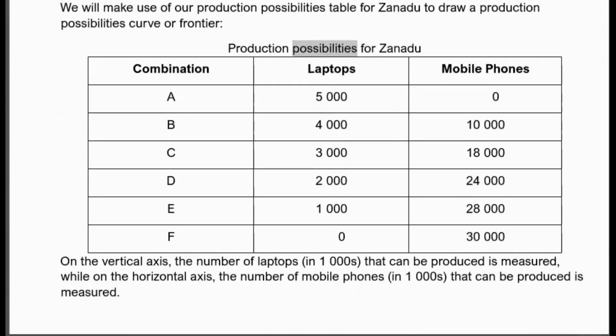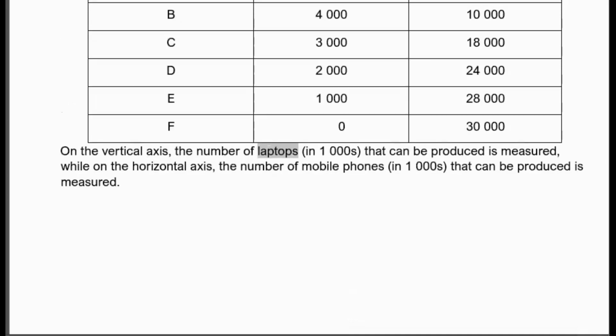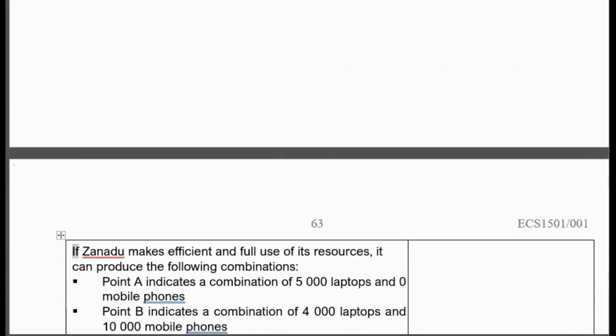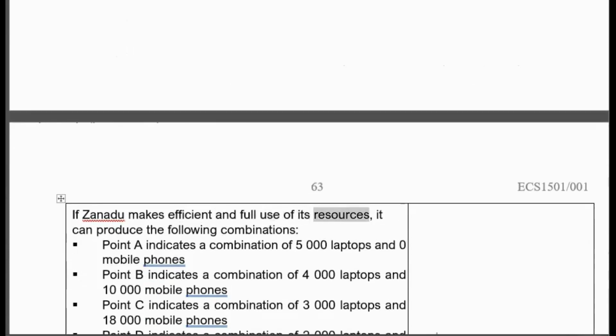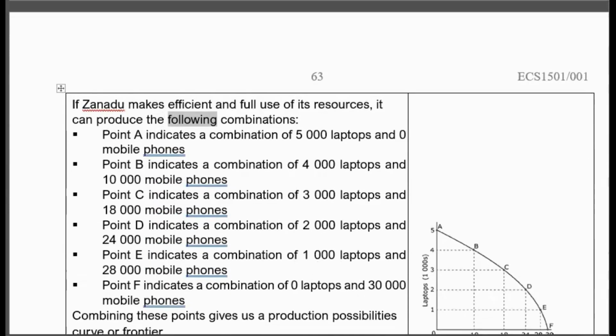Production possibilities for Xanadu. Combination. Laptops. Mobile phones. On the vertical axis, the number of laptops, in 1000s, that can be produced is measured, while on the horizontal axis, the number of mobile phones, in 1000s, that can be produced is measured. If Xanadu makes efficient and full use of its resources, it can produce the following combinations.